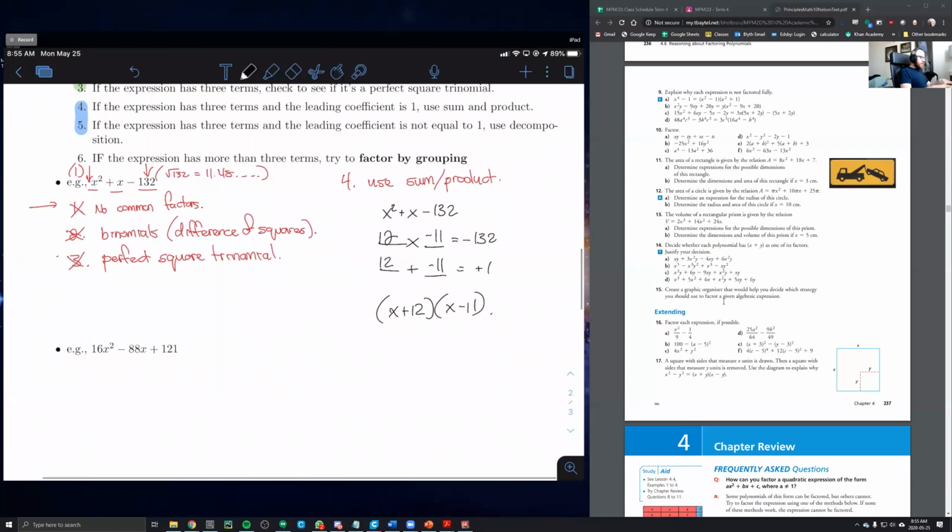So again, definitely don't show all these steps, especially when you're doing homework. This is more of a behind the scenes process. Okay, this is your mental checklist for factoring.